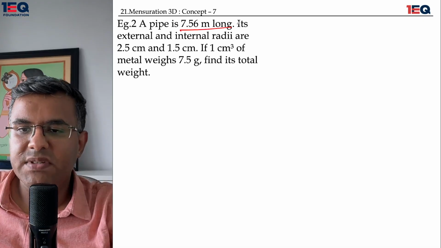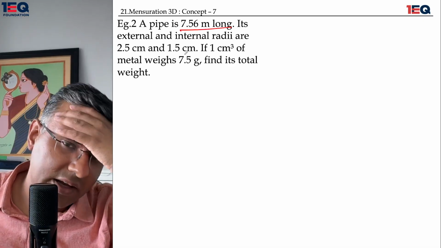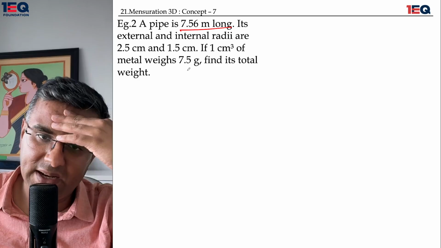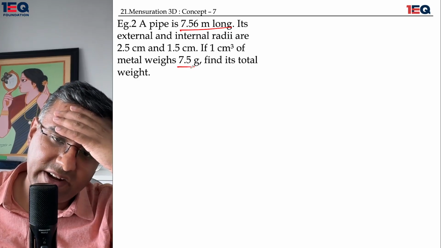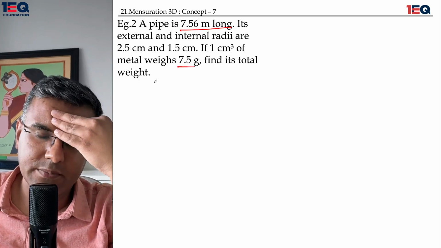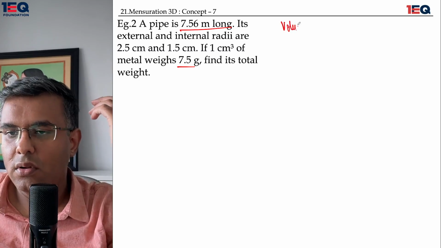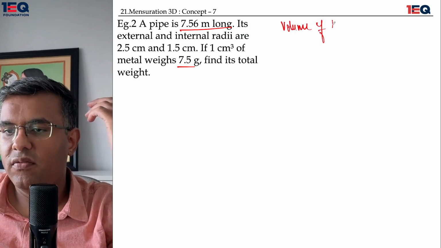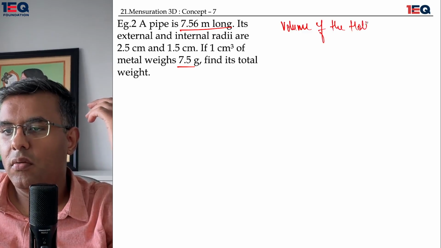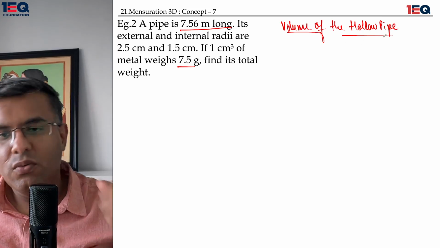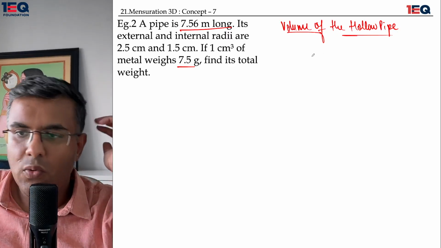The length of the pipe is given, its external and internal radii are also given. If 1 centimeter cube of the volume of the metal weighs 7.5 grams, find the total weight. Here, if I find out the volume of the hollow pipe, I will be able to clear things up. How would I do that?